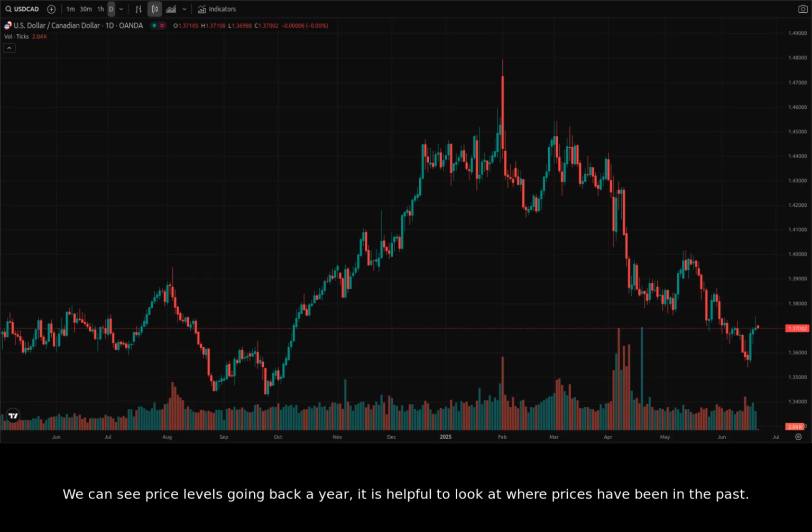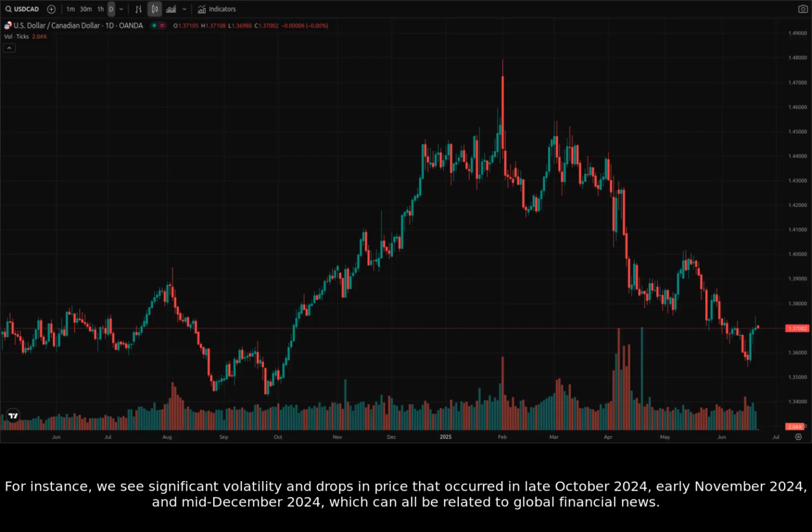We can see price levels going back a year. It is helpful to look at where prices have been in the past. For instance, we see significant volatility and drops in price that occurred in late October 2024, early November 2024, and mid-December 2024, which can all be related to global financial news.